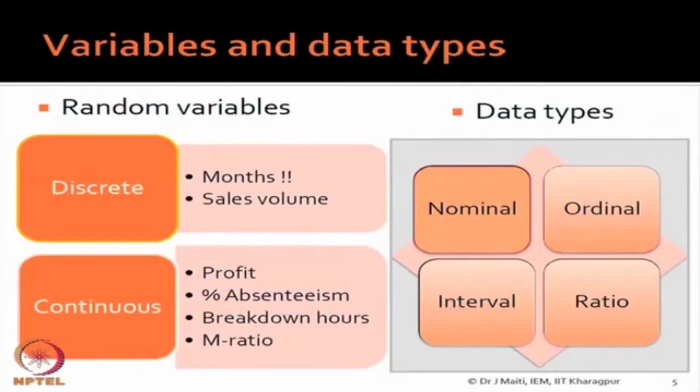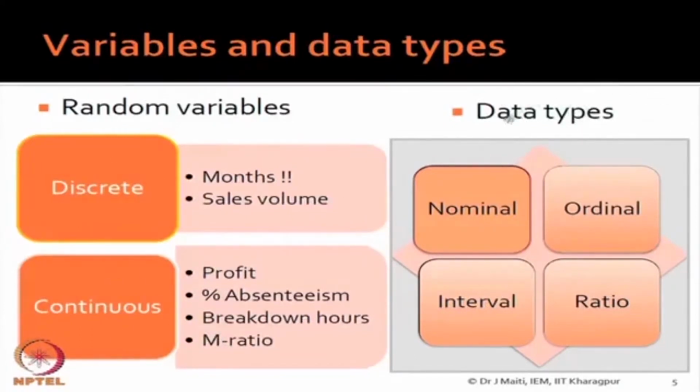Okay. And in our continuous case, that profit, absenteeism, breakdown, M ratio here, any value is possible. So, please understand one thing here, sales volume comes under discrete because it is a countable one, but many such count values can also be considered continuous in many situations, but anyhow, there are two types.